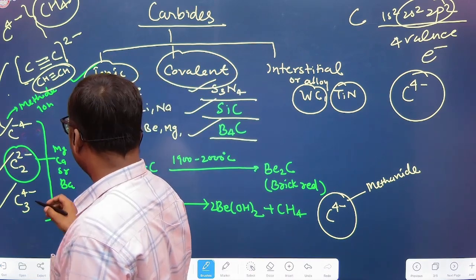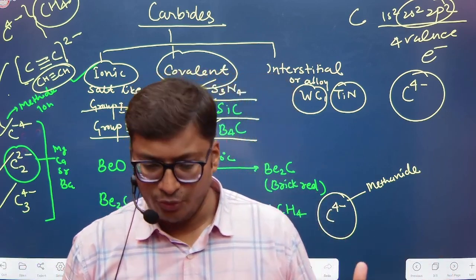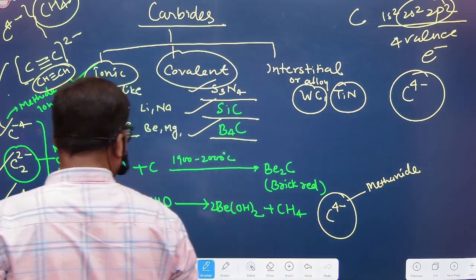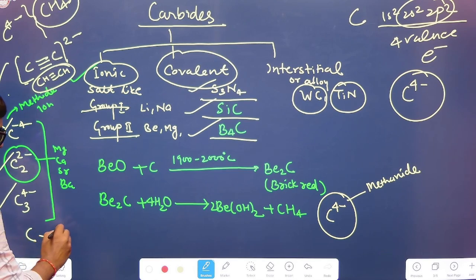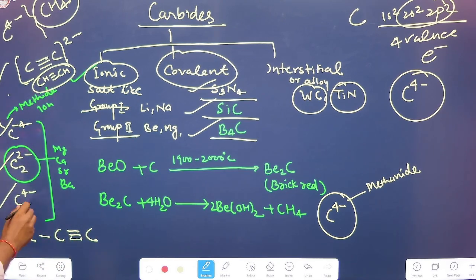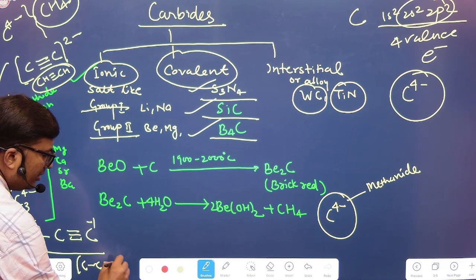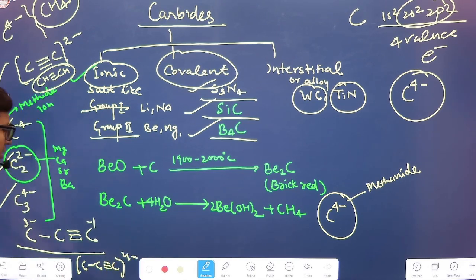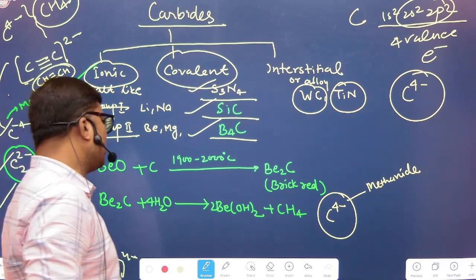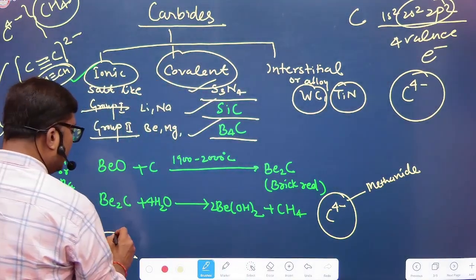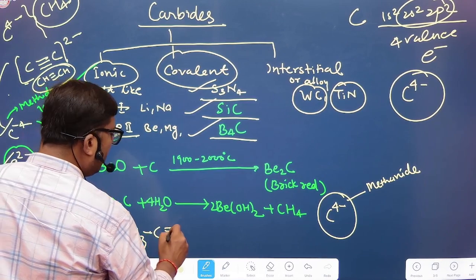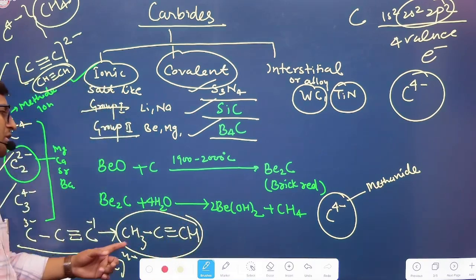And the third one is C3 4 minus. How is it formed? Here is C, with 4 negative charge. It means 1 negative charge on one end and 3 negative charge on the other, so overall it is a combination of 3 carbon centers. One carbon center carries 3 negative charge and the other end carbon carries 1 negative charge. It is derived from CH3 C triple bond CH, right? This is propyne.